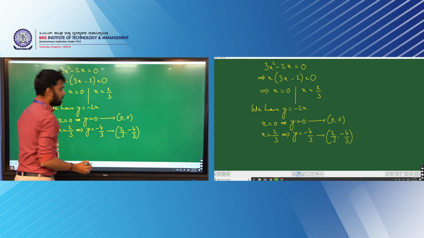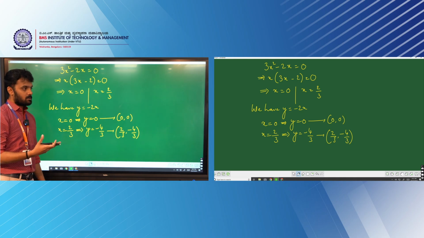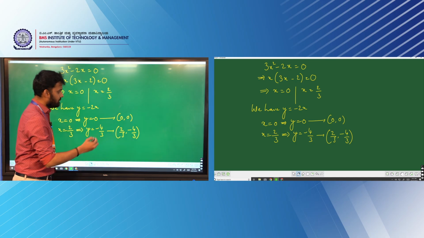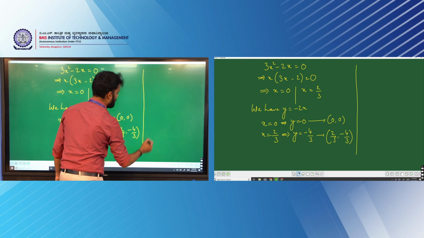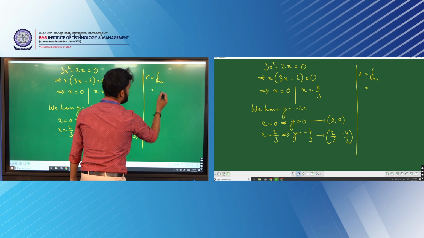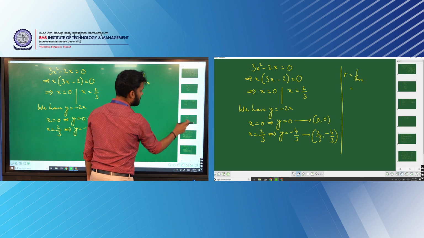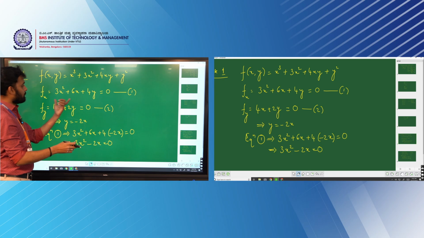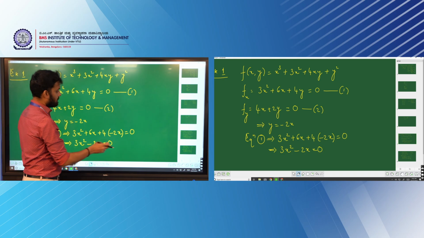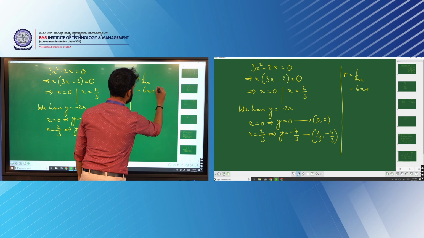So now let us quickly look into how these critical points are going to play the important role in deciding the extrema. So are they going to be the maximum point, minimum point, or the saddle point? So let us go to the second order partial derivatives. R is fxx, which is nothing but the derivative of fx with respect to x again. So we know that our fx was 3x square plus 6x plus 4y. If I differentiate it again with respect to x, I'm going to get 6x plus 6. This is r.